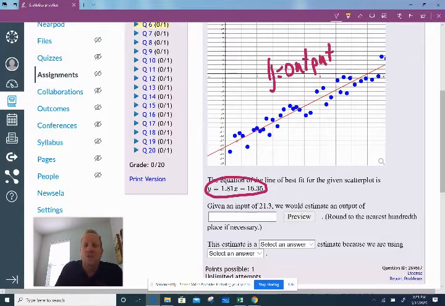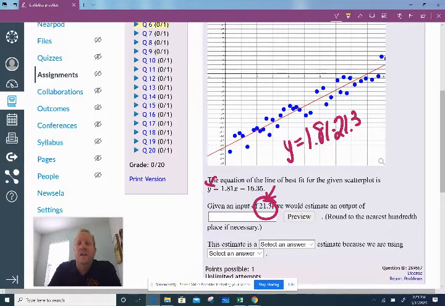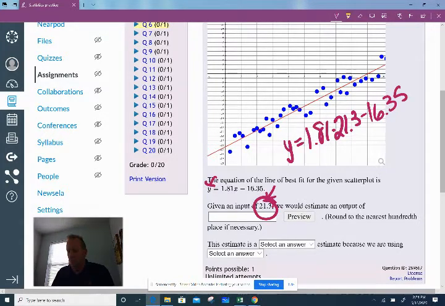So in this case, we're given an input of 21.3. We're trying to find out what the output is. If my x was 21.3, I need to know what my y is. So all we do, very simply, is take my equation, y equals 1.81 times whatever my input is, 21.3, and then we're going to subtract 16.35.